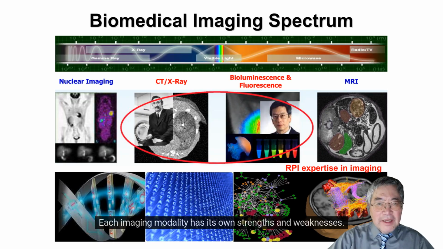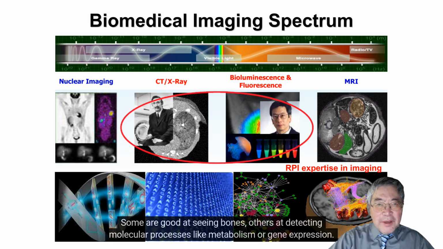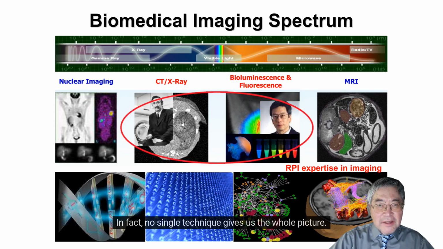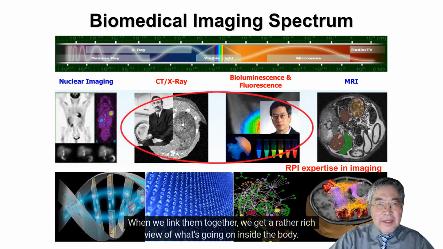Each imaging modality has its own strengths and weaknesses. Some are great for structure, others for function. Some are good at seeing bones, others at detecting molecular processes like metabolism or gene expression. In fact, no single technique gives us the whole picture. That's why modern medicine often combines them, what we call multimodal imaging. When we link them together, we get a rather rich view of what's going on inside the body.